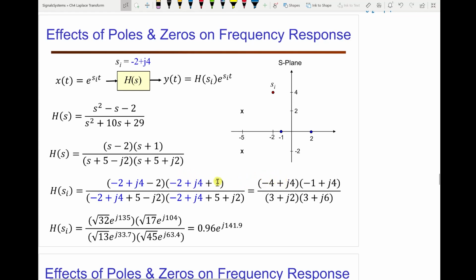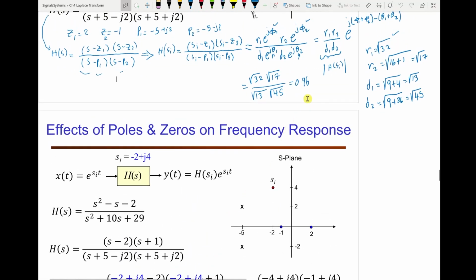Then minus 2 is minus 4. I get this operation. I add here, I get this one. And the same thing for these denominators. I get these two terms, or these two vectors. Now, if I express this vector in polar form, it will be this. And this one, it will be this one, and so forth. Now, if I calculate the magnitude, I get 0.96, exactly what I got here.